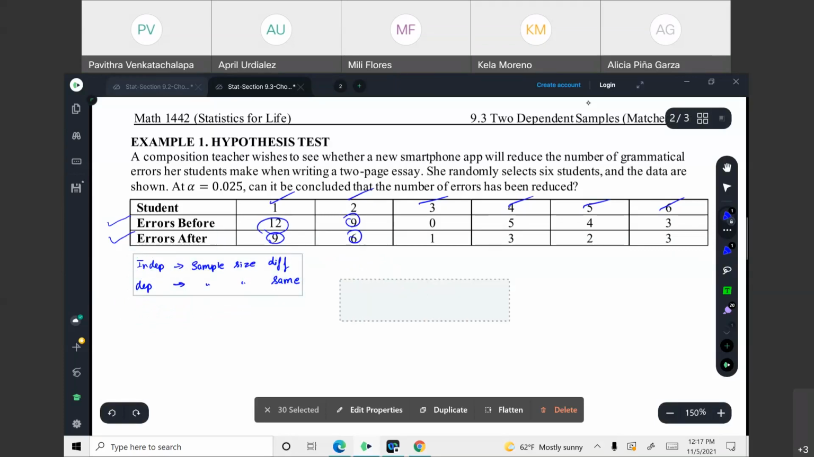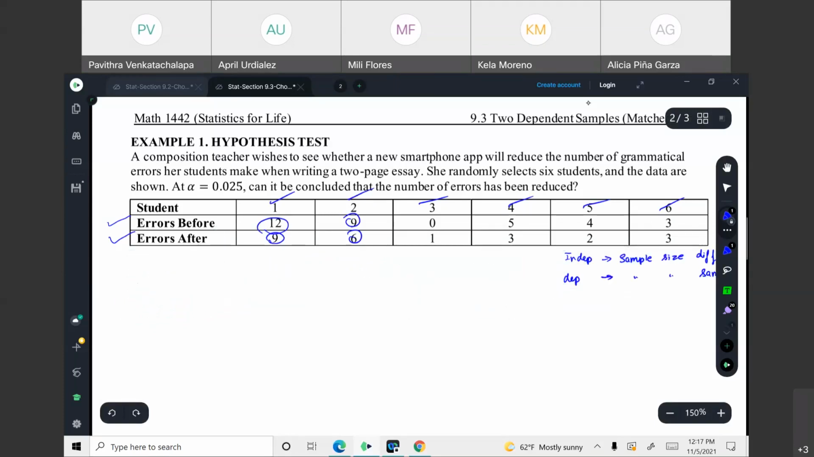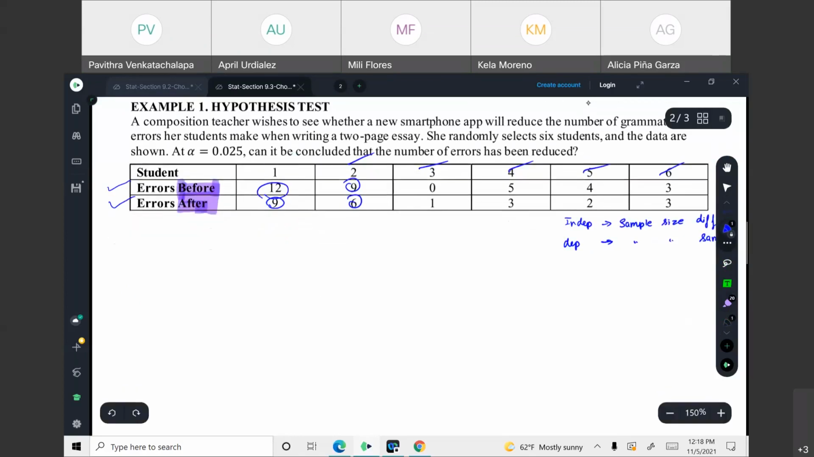That's one thing. Or if you have a large data and if you cannot count the sample size, you have to observe the data given. Okay, now it says before, after. If you have something like a paired data or a matched data, then you can easily conclude it belongs to dependent. Okay, so this is how you have to think. Fine. Now that I know it is a dependent data, I will follow the procedure.